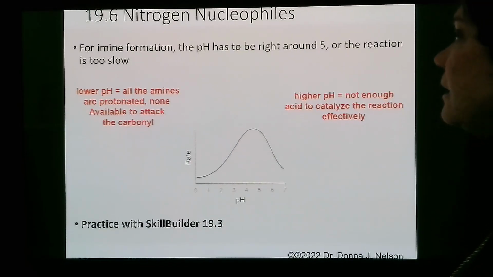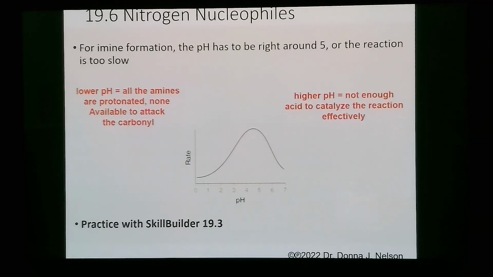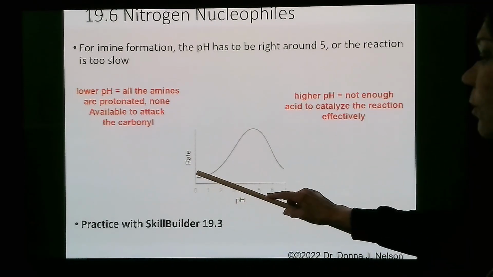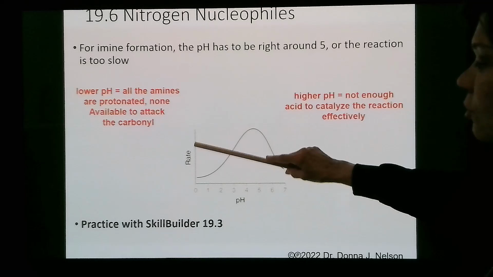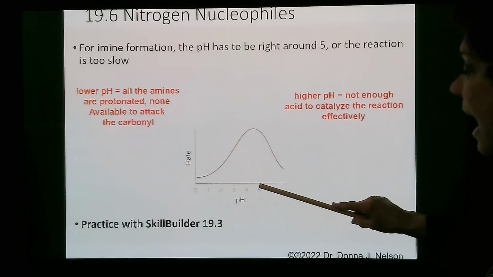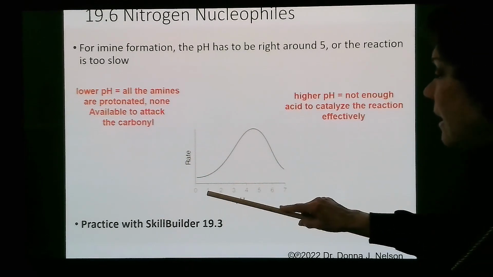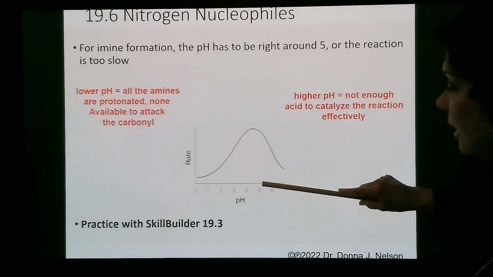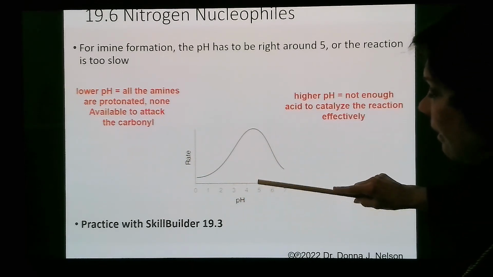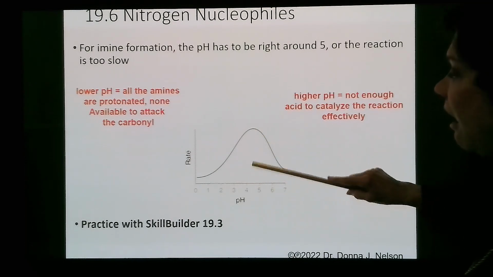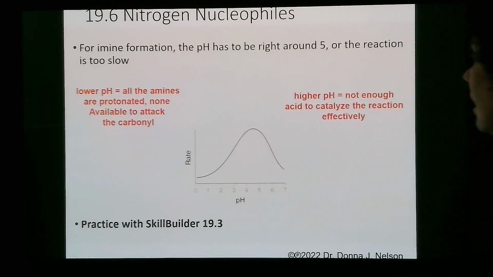For imine formation, the pH has to be right around 5, or the reaction is just too slow. So here's the rate of reaction. You can see the increasing rate as the pH changes. So you can see that right around a pH of 5, the rate of the reaction is highest.